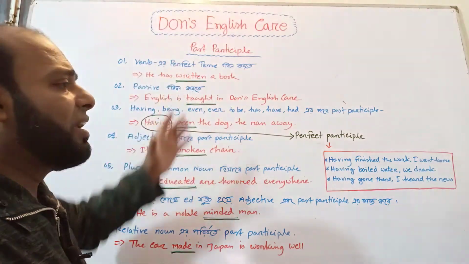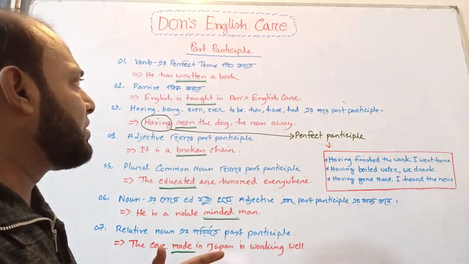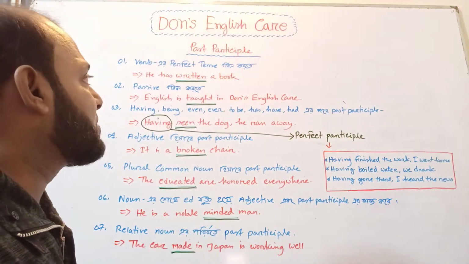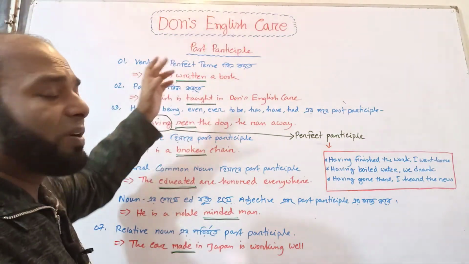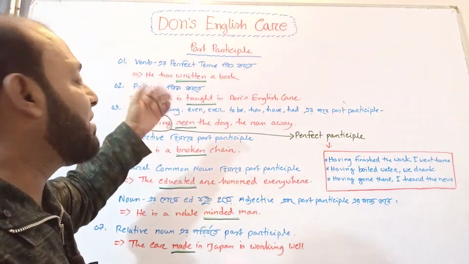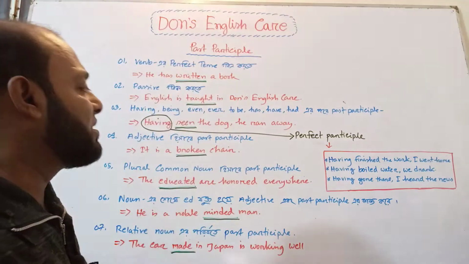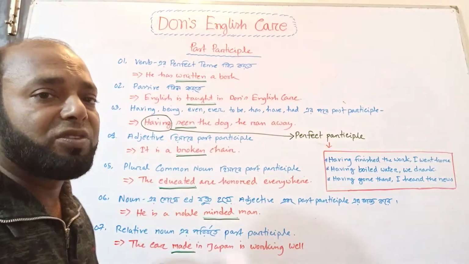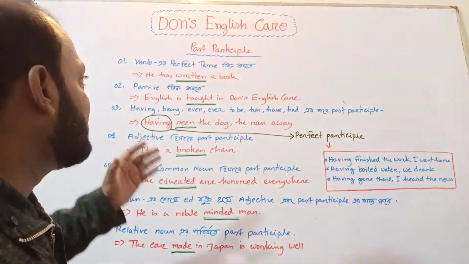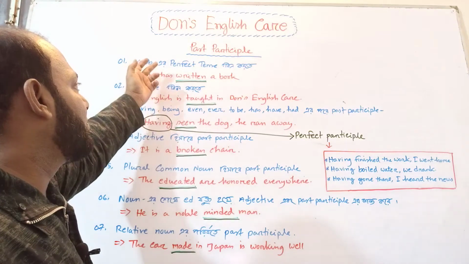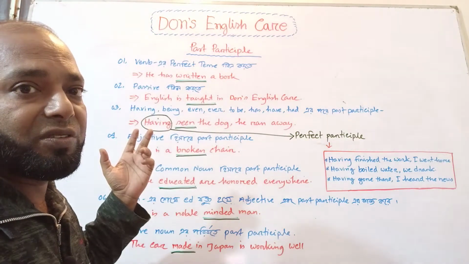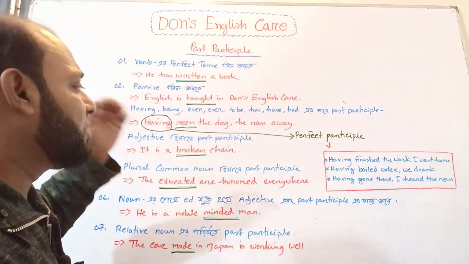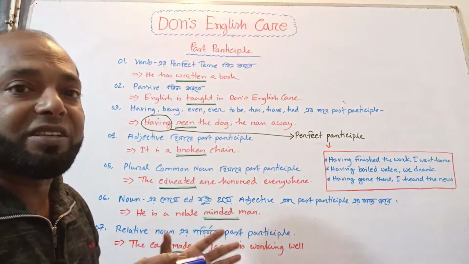First, perfect tense. In any kind of perfect tense, such as past perfect tense, the verb is verb 3. After have, has, had, you can put verb 3. Here it is written, past participle form. So this is one kind of use of past participle, as a perfect tense.